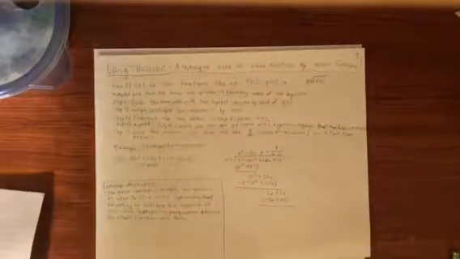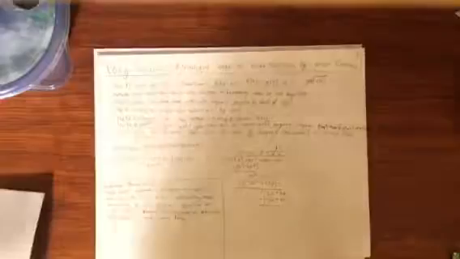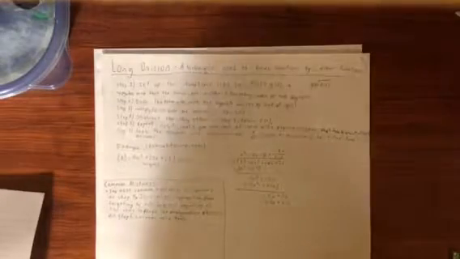Long division, a technique used to divide functions by other functions, in particular polynomials. Step 1, set up the functions like so. Make sure that the terms are written in descending order of their degrees. Step 2, divide the term in f of x with the highest degree by that of g of x. Step 3, multiply the answer by g of x. Step 4, subtract the thing obtained in step 3 from f of x.